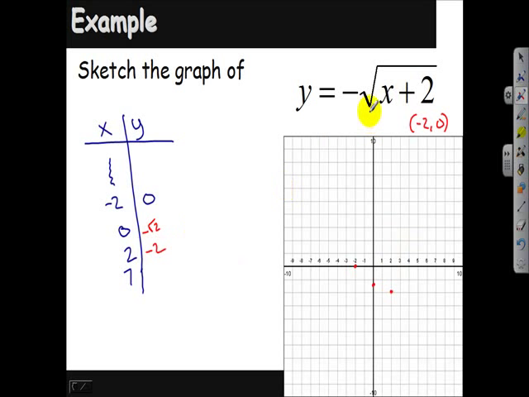And if I plug in 7, 7 plus 2 is 9. The square root of that is 3, which is about right here. And then I would just go ahead and draw the shape, but I've actually got it set up where the software is going to do that for us. So let's go ahead and do that. Let's have that software draw the shape for us.